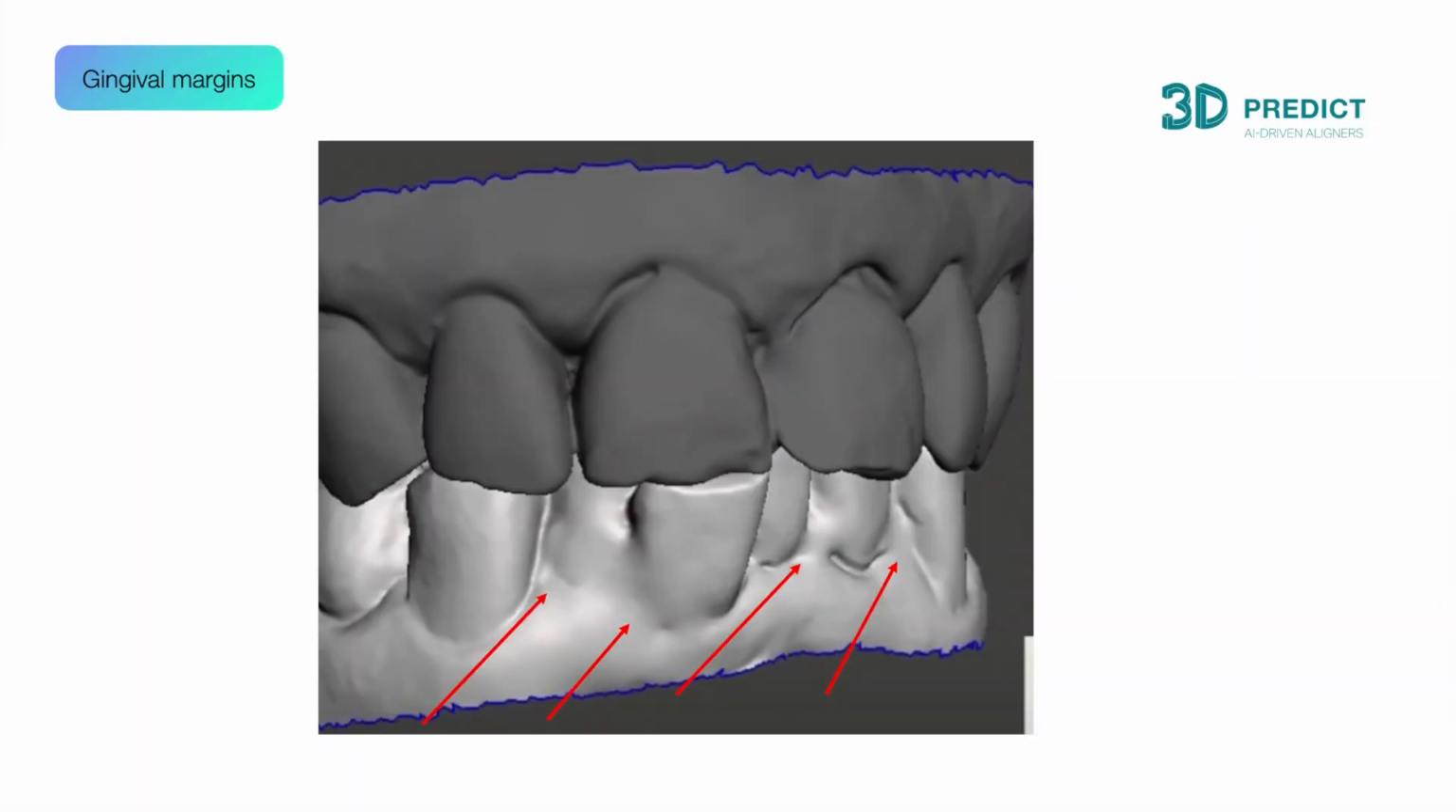Also, take a moment to check gingival margins to ensure they're properly captured on your scan. To avoid missing them, make sure to rotate the scanner towards the gingiva. If you miss it, you can just rescan this area.